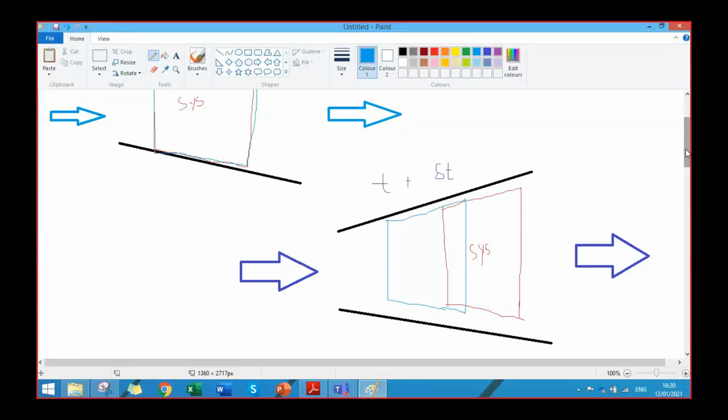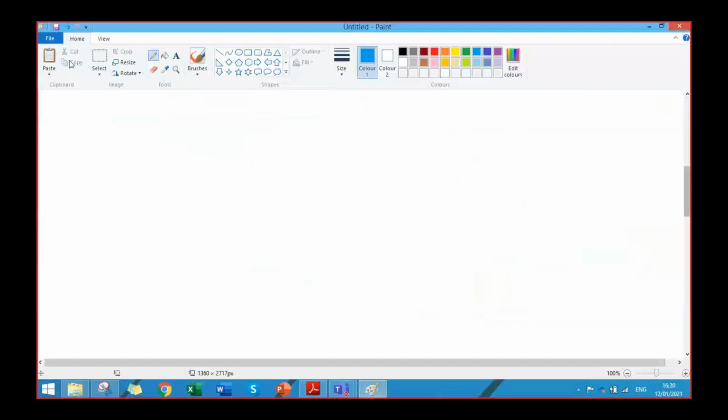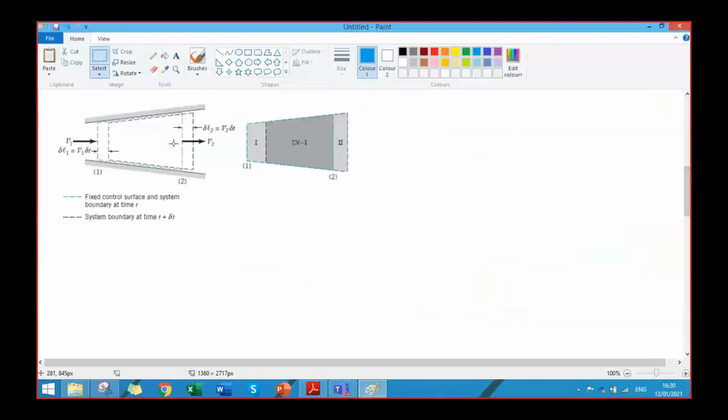Yes sir, clear. So now I take that picture. So this is what is happening. The system has moved here from this initial location. So if I ask you to write the property, B system at t plus delta t should be equivalent to what?